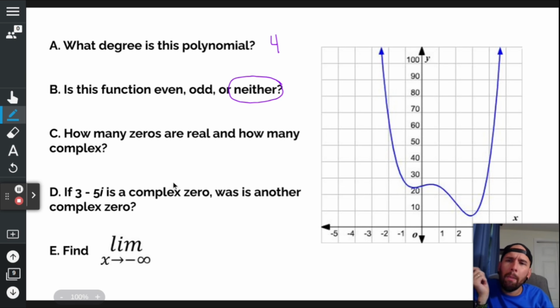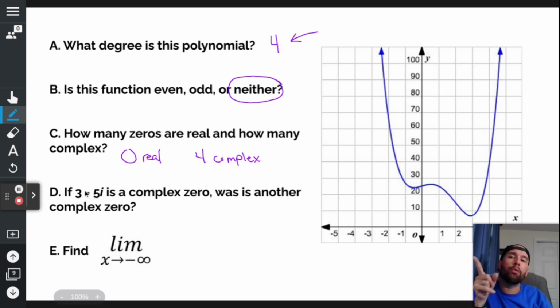How many zeros are real and how many are complex? Well, first off, my degree is 4, which means I'm going to have 4 total zeros. How many times does this picture cross the x-axis? No times. No times at all, which means there's no real zeros, which means there would have to be 4 complex numbers that are zeros.